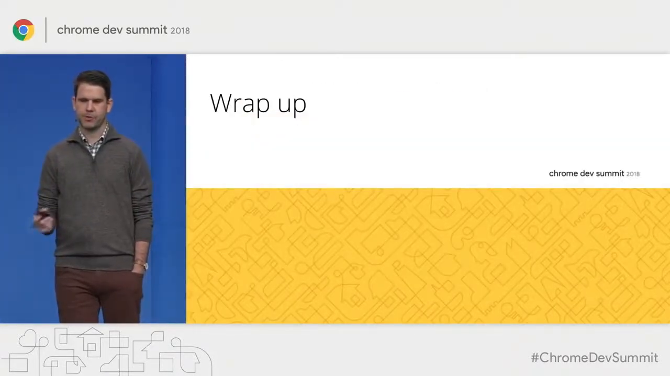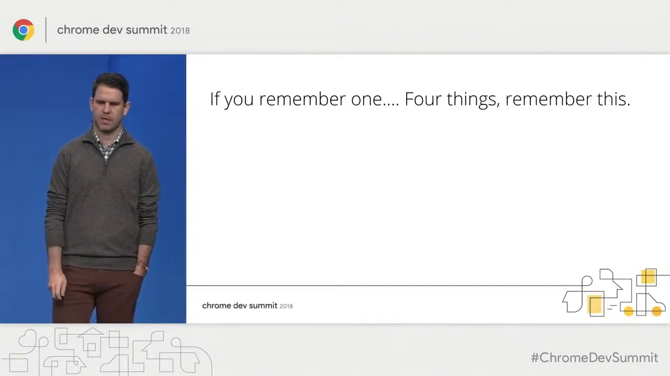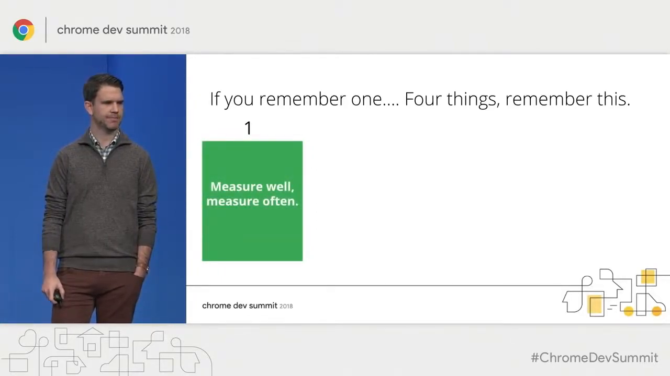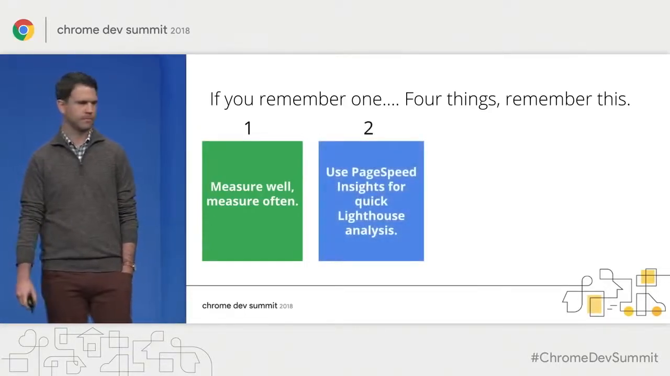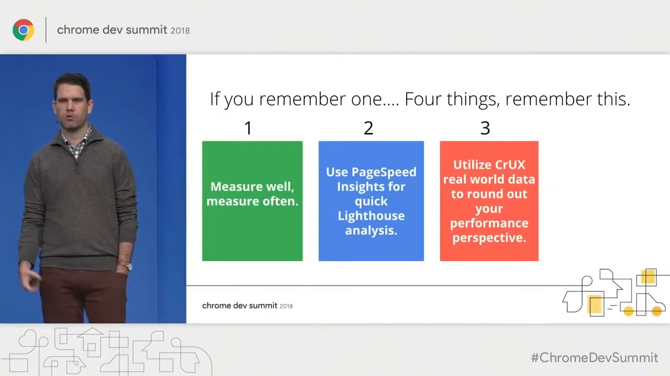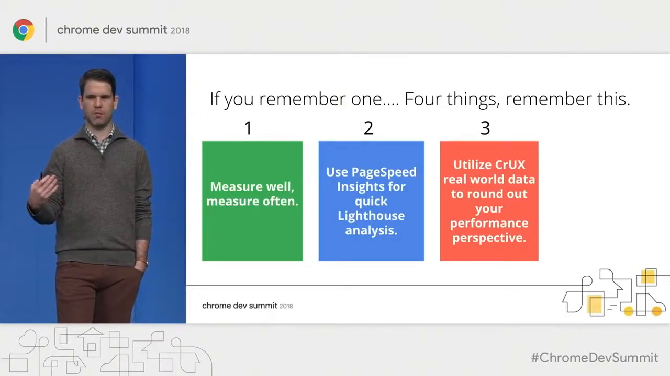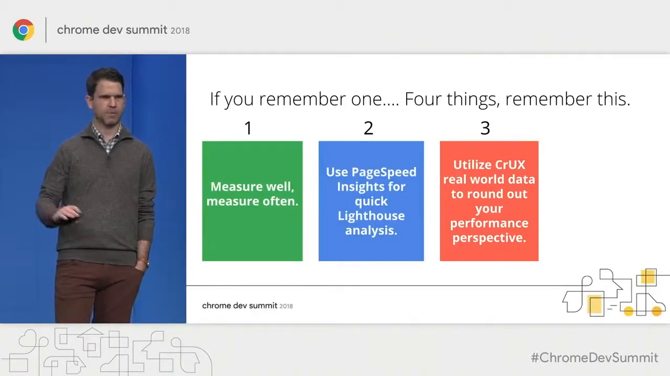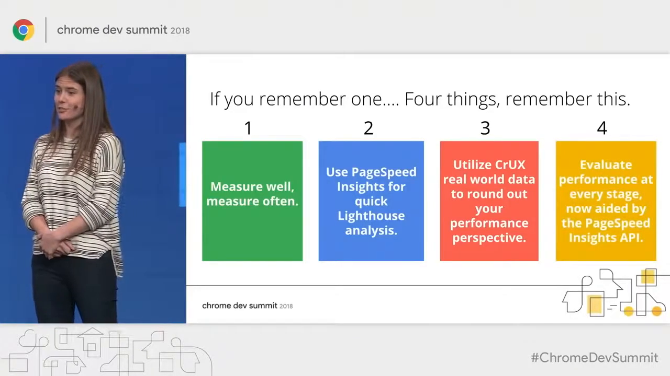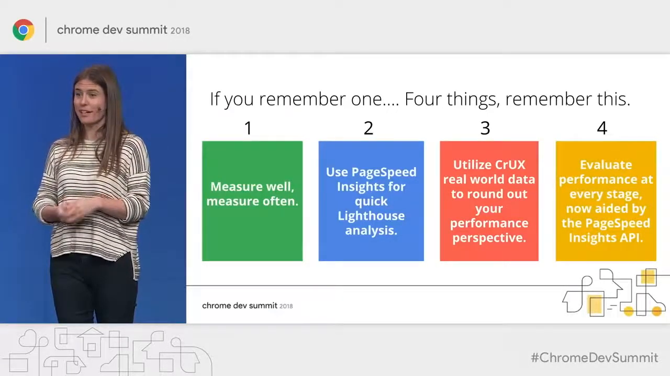So to wrap up, if there's one thing or four things that you take away from this: first up, measure well, measure often. You can't improve what you don't measure. You can now use PageSpeed Insights for quick Lighthouse analysis. The CrUX real-world data really helps round out your view of what's happening with your users and understand at different percentiles where users are feeling pain and frustration. And finally, to evaluate performance at every stage, which is really important to us, you can now check out the API, so go use it.